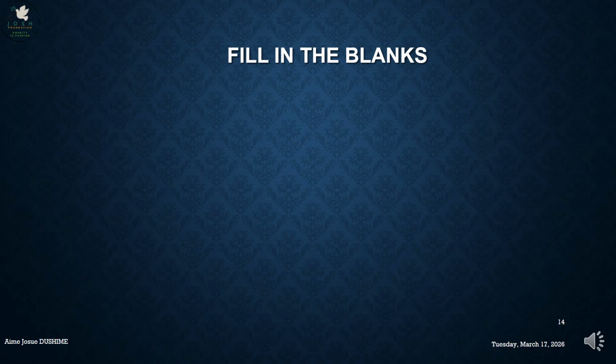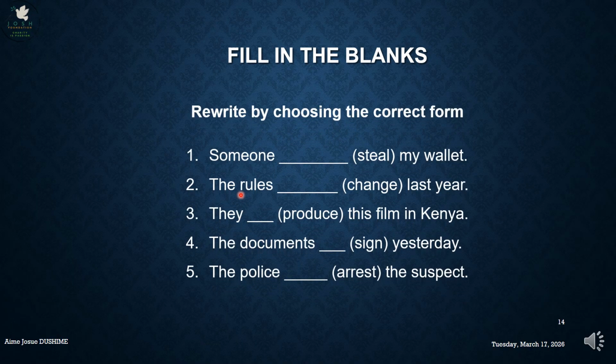Let's fill in the blanks. Someone dash dash my wallet, the rule dash dash last year, they dash dash this film in Kenya. The documents dash dash yesterday. The police dash dash the suspect. So you're going to write it by choosing the correct form, either the active voice form or the passive voice form, depending on what you see that you have to fit as the appropriate thing.